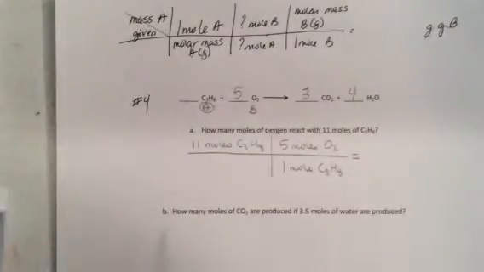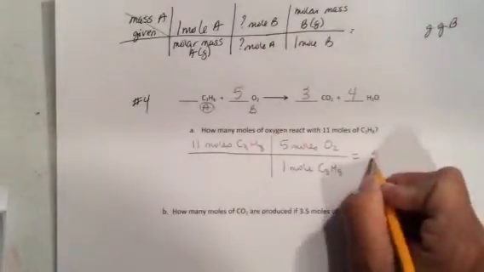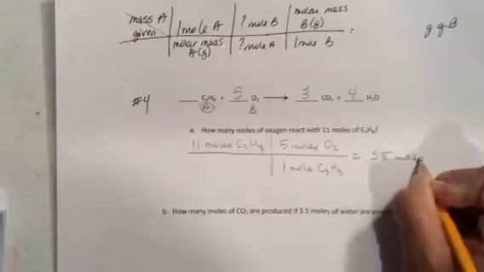And in this case, you're simply going to take 11 times 5 because we're dividing it by 1. And any number divided by 1 is that number. So 11 times 5 equals 55 moles of O2.